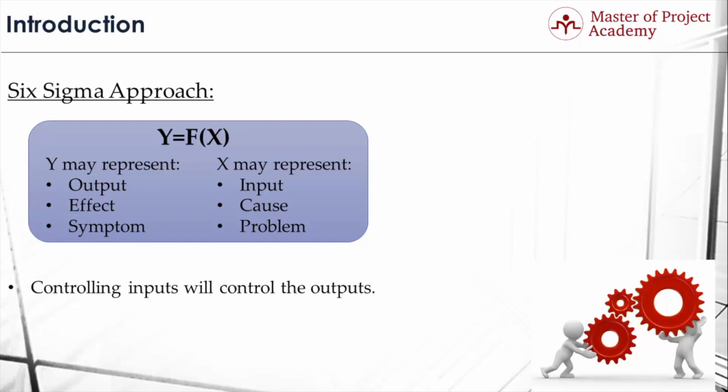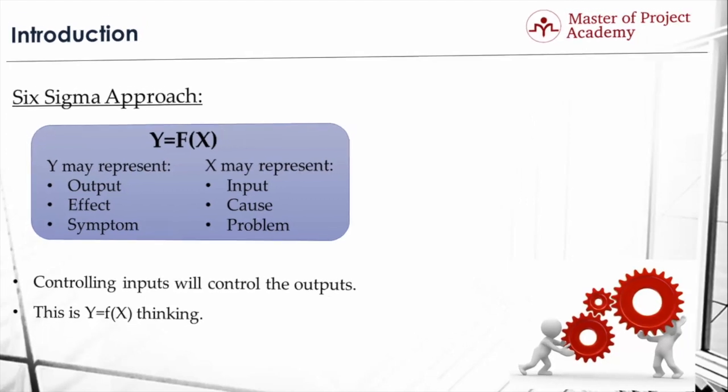We can say here that controlling inputs will control output, because the output Y will be generated based on the inputs X. This approach is called Y equals f of x thinking. It is the mechanism of Six Sigma. As per Six Sigma approach, every problematic situation has to be converted into this kind of equation. Because, make a note here, it's not rocket science, but it is just a new way of looking at the problem.